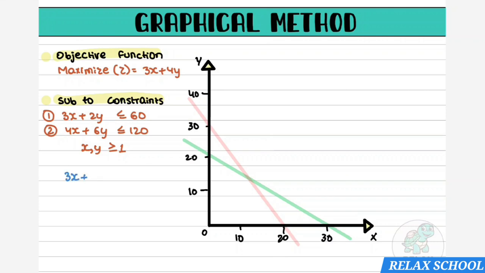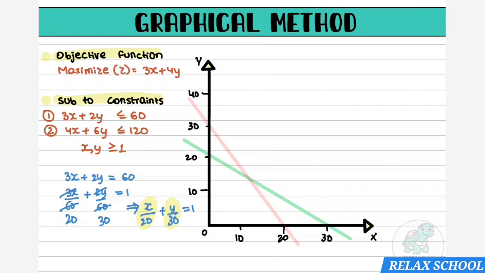The first constraint was 3x plus 2y is less than or equal to 60. Right, so I'll be writing it in the form of 3x plus 2y is equal to 60, and we are going to bring this 60 to the left hand side. It would become 3x divided by 60 plus 2y divided by 60 is equal to 1. So 3 20s are 60 and 2 30s are 60. So we will find the coordinates. Here the equation would become x divided by 20 plus y divided by 30 is equal to 1.